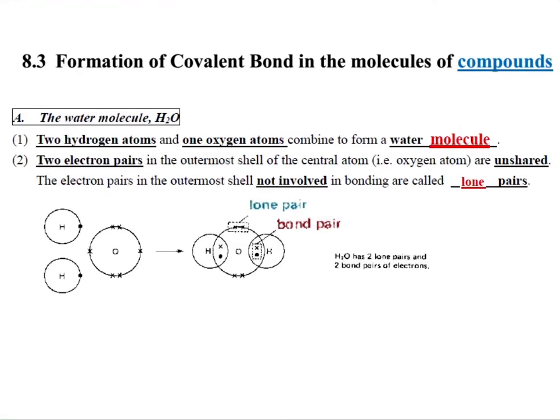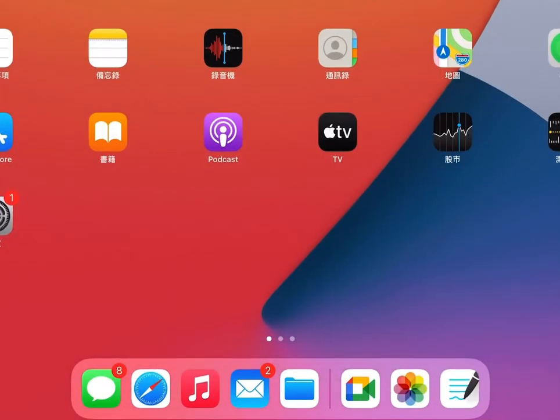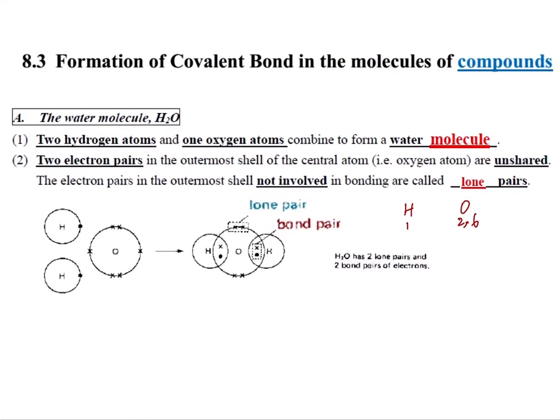Okay, then now we can use another example, water, to explain how covalent bonds are formed in a compound. So for the electron diagram, let me draw again bit by bit, step by step. First of all, it is about hydrogen and oxygen. For hydrogen, it is H, and the electronic configuration is 1. For O, it is 2, 6, because the atomic number of oxygen is 8, so it should be 2, 6.